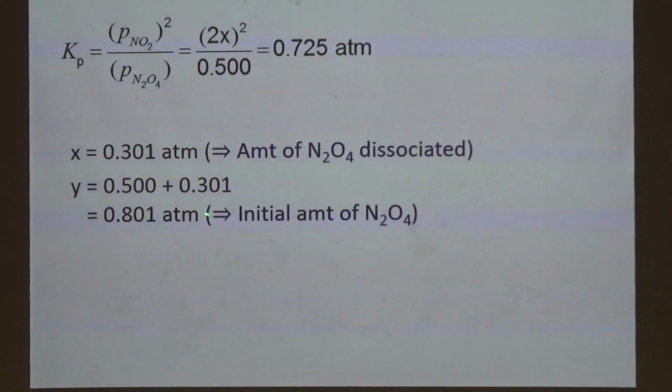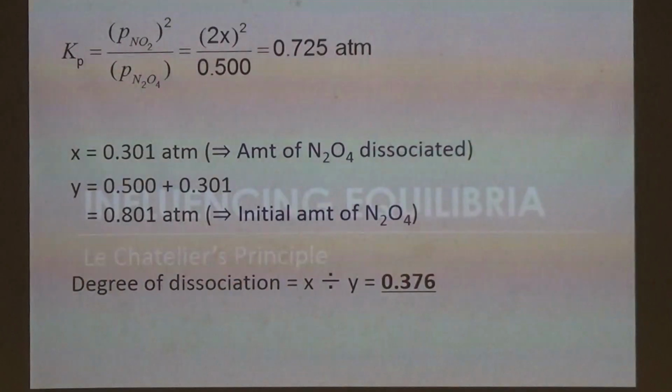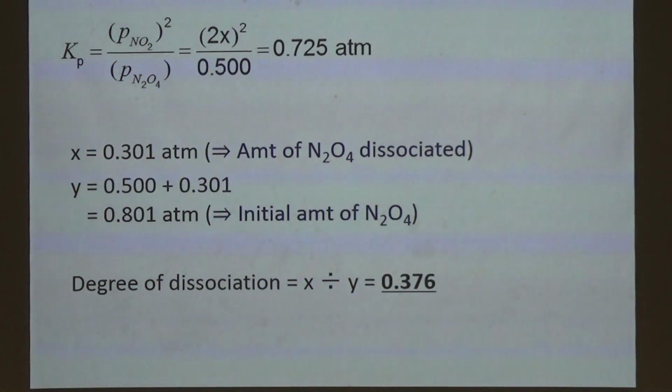So this is the initial partial pressure of N2O4, which is proportional to the amount of N2O4. This partial pressure tells us something about the initial amount of N2O4. This partial pressure X tells us something about the amount of N2O4 that dissociated or reacted. So to find alpha, it will just be X divided by Y. Just take 0.301 divided by 0.801. You will get 0.376. So that is your alpha, the degree of dissociation.